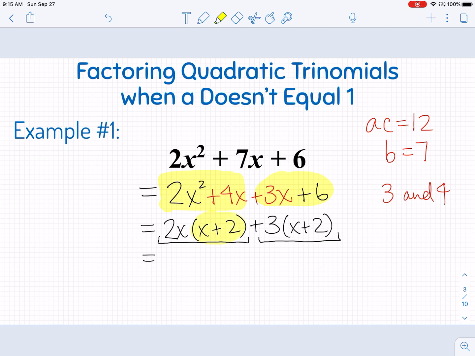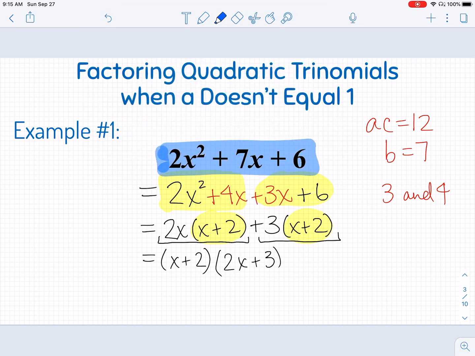The GCF between each of these terms is going to be x plus 2 because that's what they have in common. If what's in parentheses isn't identical, then you've done something wrong. Go backwards, see what error you've made. So my final factored expression is x plus 2, 2x plus 3. So if we go up here, this is called standard form, and this is called factored form, and they are equivalent expressions. So they can be used interchangeably to find different key features.